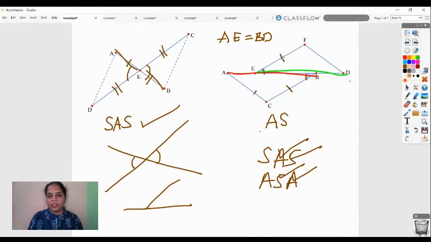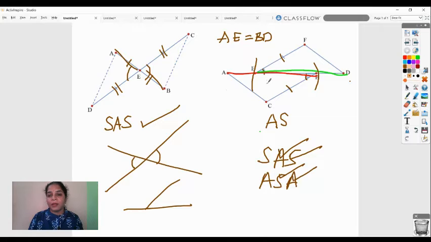AB is part of this triangle, ED is part of the top triangle. Now, in that, this part from here to here is common for both the triangles. When it is there in both the triangles, that is going to be equal. So what are we left with? We are left with AE and BD.